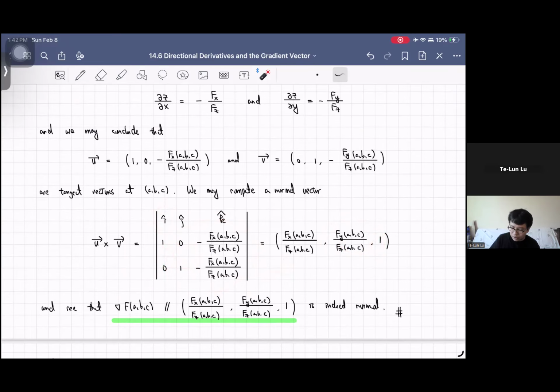So you can see that this is actually just parallel to our gradient of f at (a, b, c), right? Because you can just multiply both sides by this constant, and then you'll get fx, fy, fz. So that sort of proves our proposition, which states that the gradient vector is exactly the normal vector of the surface at the point (a, b, c).